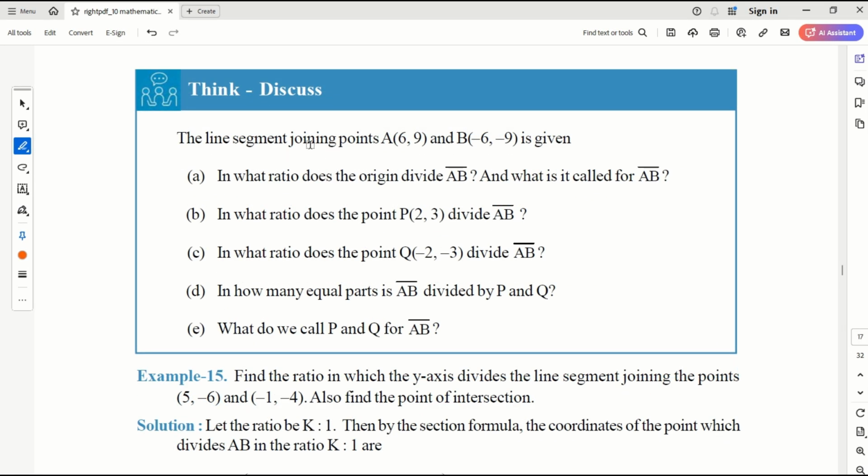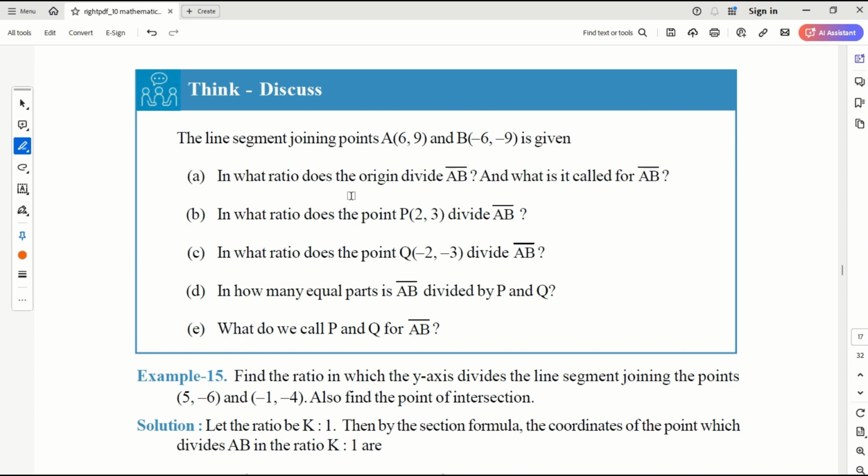Okay. Let's do the think and discuss session. There is a line segment with points 6 comma 9 and -6 comma -9. What ratio does the origin divide AB in, and what is it called? If you see it, this is x comma y and -x comma -y. So if I add them, the average x1 plus x2 by 2, that is 6 minus 6 by 2 is 0, 9 minus 9 by 2 is 0. So origin is the midpoint of AB.